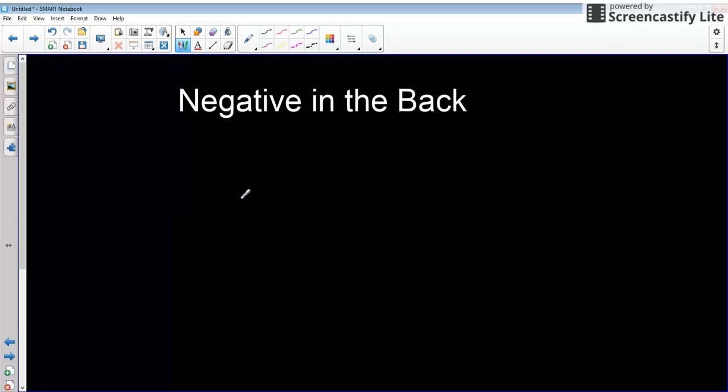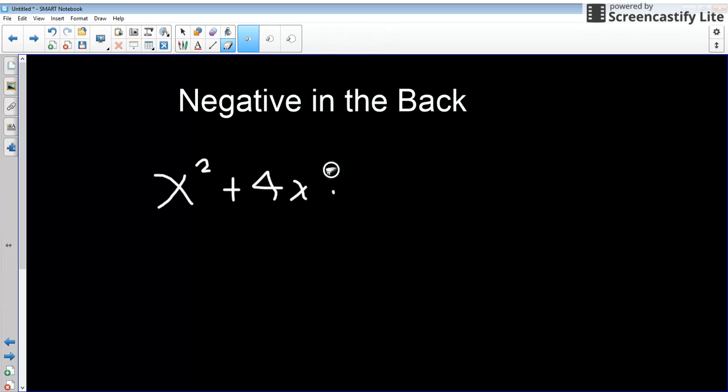And now that we've got that, let's move on to the second case, which is, what if we have a negative in the back? So now we have something like x squared plus 4x, and maybe we have something like, I don't know, minus 12.